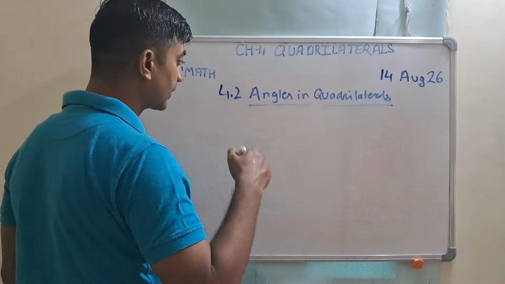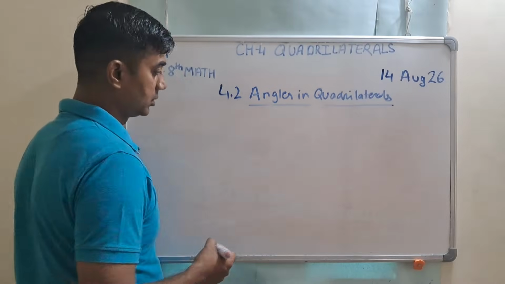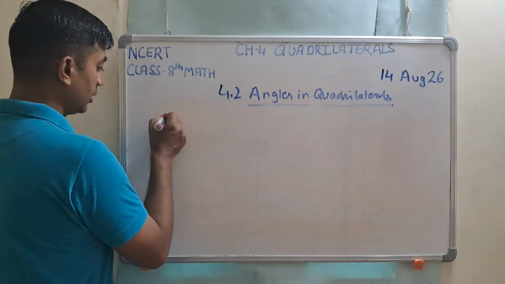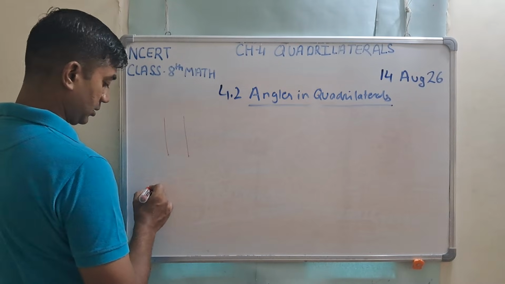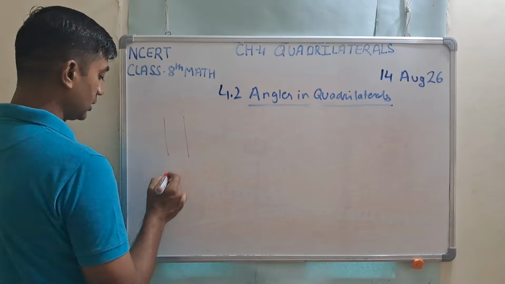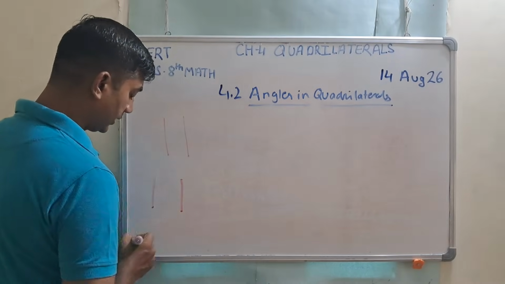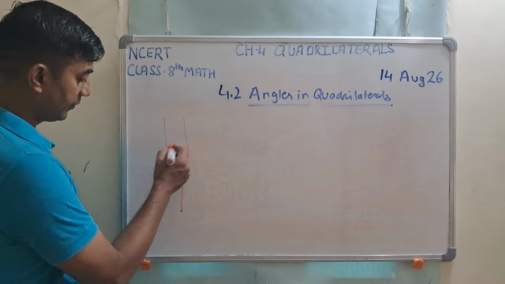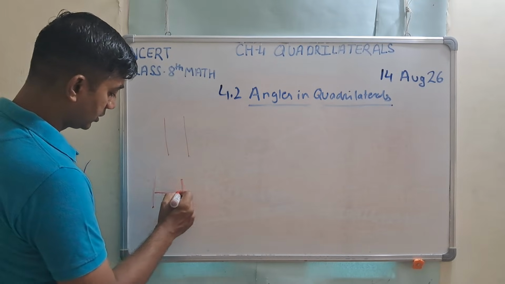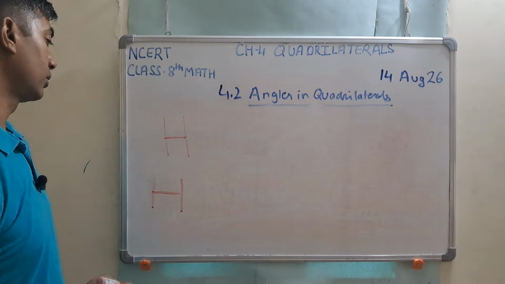Now see, it is given that these are a set of two parallel lines, and the distance between them is equal. The distance between them is equal. Understood?